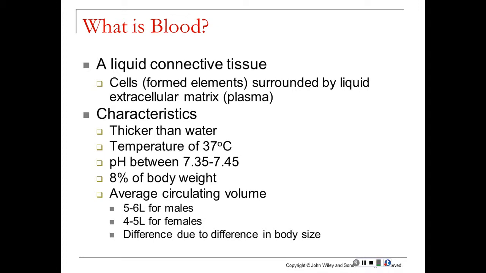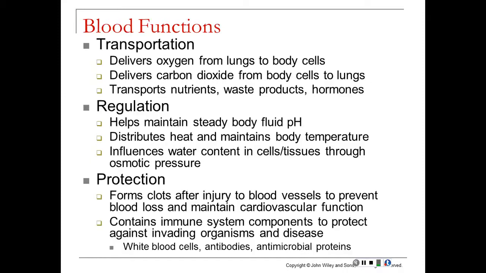It's about 8% of your body weight, which most of us probably don't think about, how much our blood actually weighs. So if you weigh 200 pounds, 16 pounds of you is just blood, which is kind of interesting. Average circulating volume differs for males and females because males tend to be larger: 5 to 6 liters for male, 4 to 5 liters for female. The difference, of course, is due to body size. When you donate blood, you're generally donating about a liter of blood.